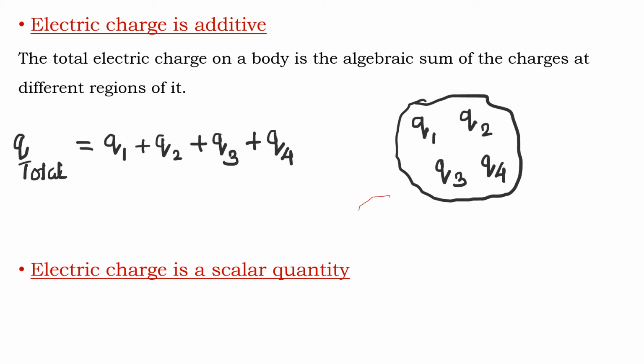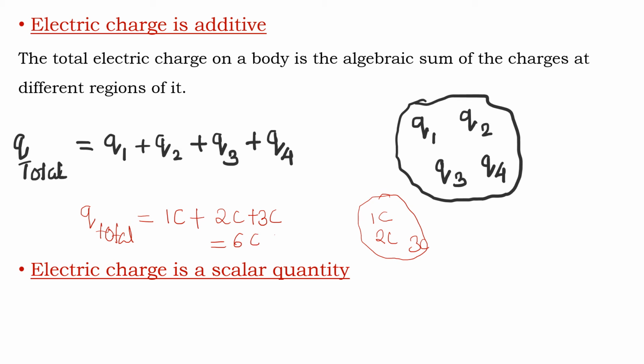For example, consider a body which contains charges of 1 coulomb, 2 coulomb and 3 coulomb at different regions of this body. Then the total charge on the body, Q total, is equal to the algebraic sum of these charges, that is 1 coulomb plus 2 coulomb plus 3 coulomb, and this will give 6 coulombs. That is, the total electric charge on a body can be represented as the algebraic sum of the charges at different regions of that body.